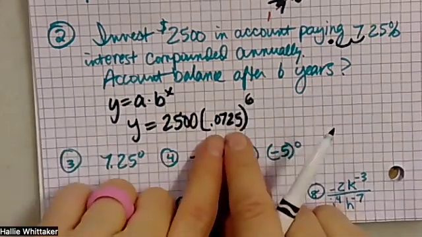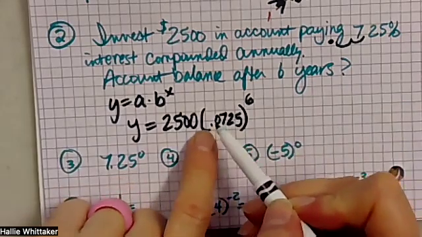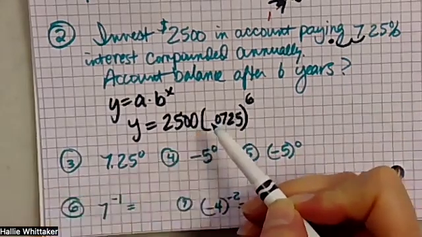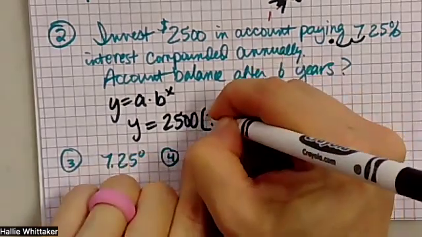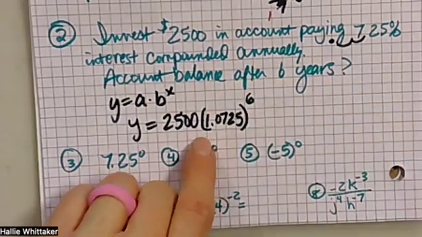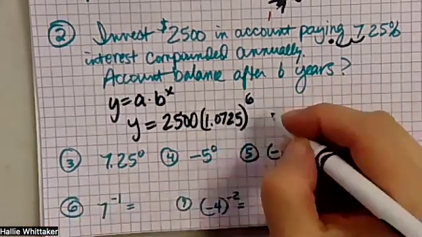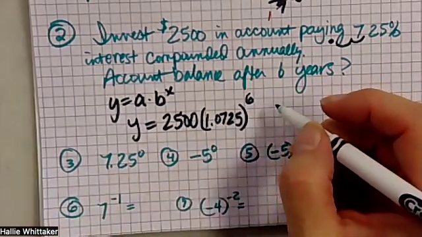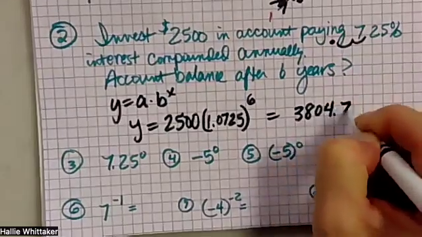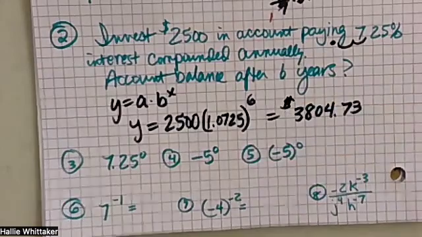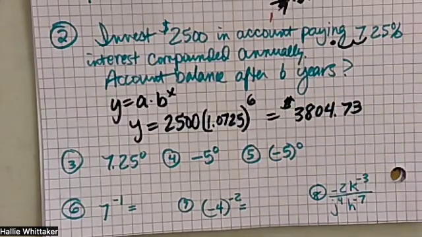Good job. Remember, with the exponential growth, you're adding it to the 100%. You've already got the money in there. So this is the interest that's added to it. So don't forget to add it to 1. Okay. And once you put that in there, did you all get $3,804.73? Yes. Okay. So if you got that, good job.